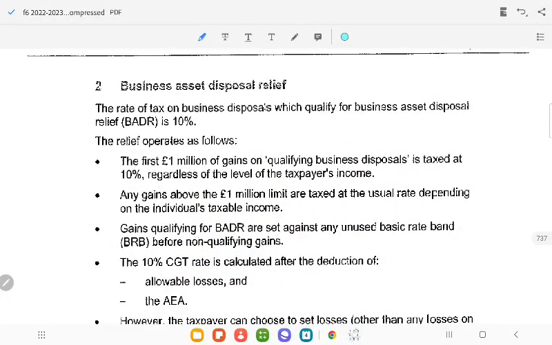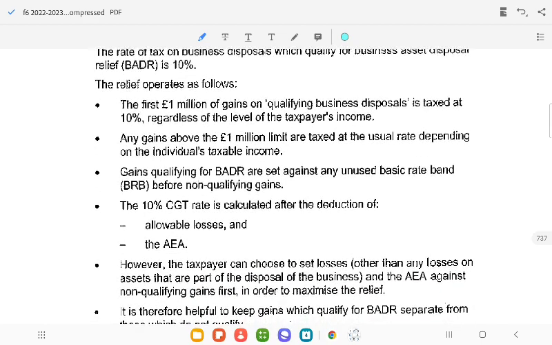Now it is about business asset disposal relief. The rate of tax on business disposals which qualify for business asset disposal relief is 10%. The operation of the relief is such that the first 1 million of gain on a qualifying business disposal is taxed at 10%. It doesn't matter what the level of the taxpayer's income is. Any gain above 1 million will be taxed at the normal rate, the individual's income tax rate.